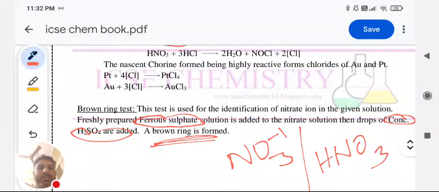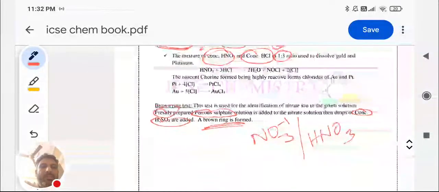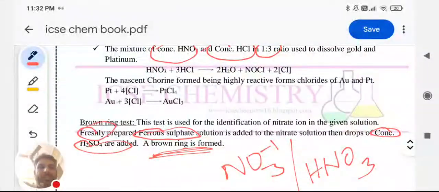In this case freshly prepared ferrous sulfate is used because we need ferrous ions. Otherwise, the ferrous ions will get oxidized to ferric, which is not useful in this test and does not give the brown ring. So, these are some important points related to nitric acid.